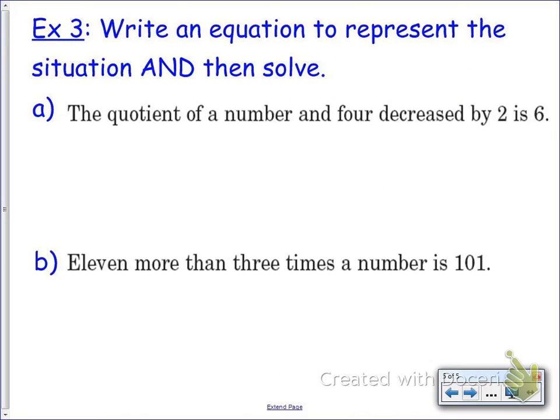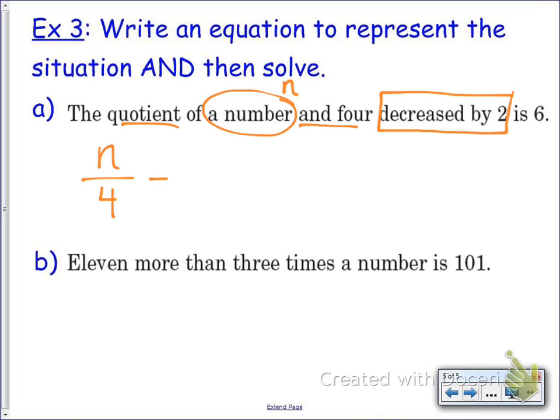And then on the last example are word problems. So let's look at these. First one I would write, I would make sure that I define my variable. Let's go a little bit slower here. And I decided the variable was going to be n. Quotient means divide, so make sure that you write n divided by 4, and then decrease by 2, minus 2 equals 6.